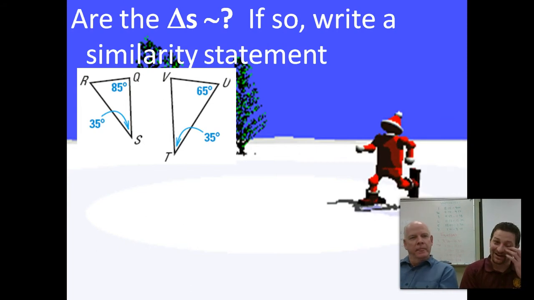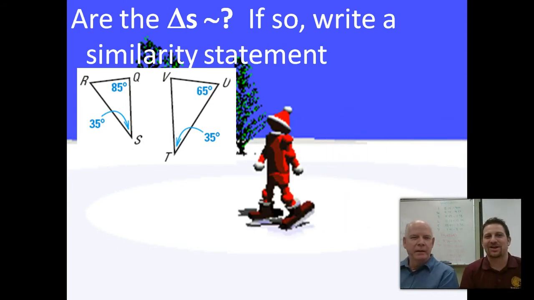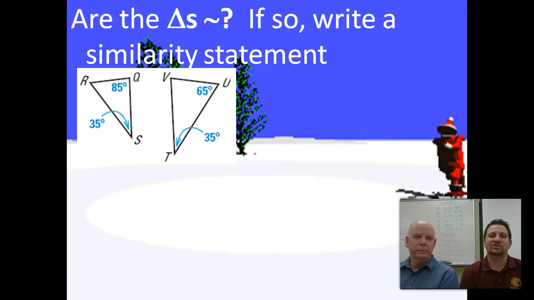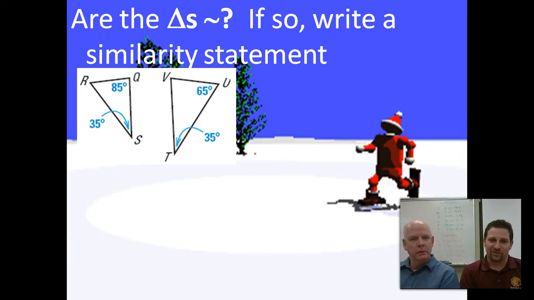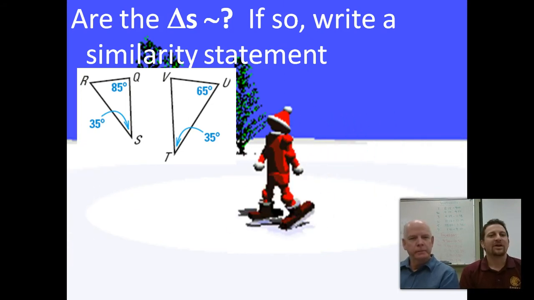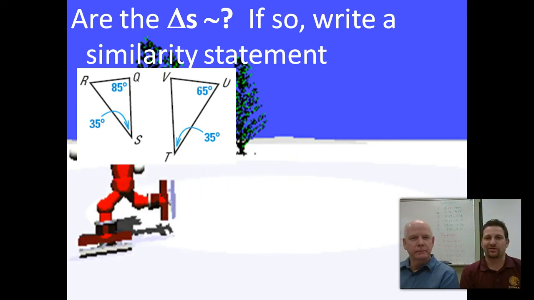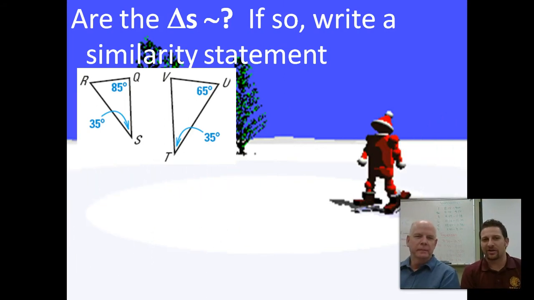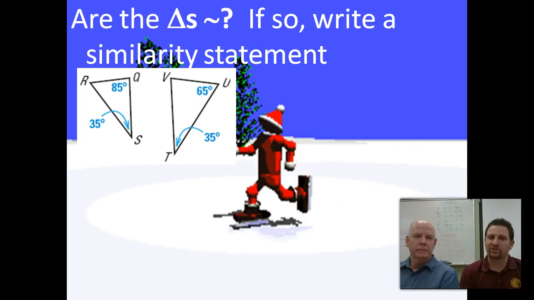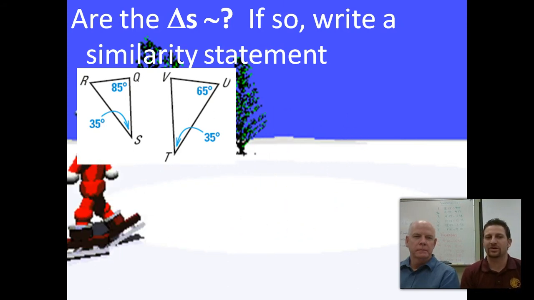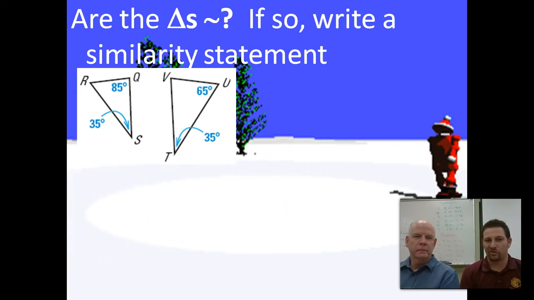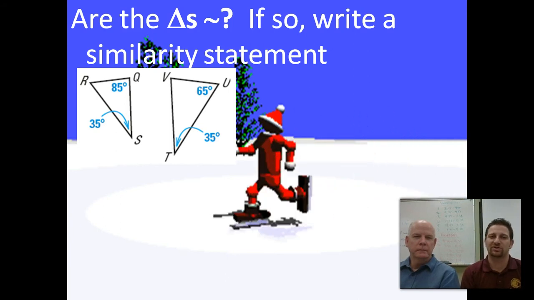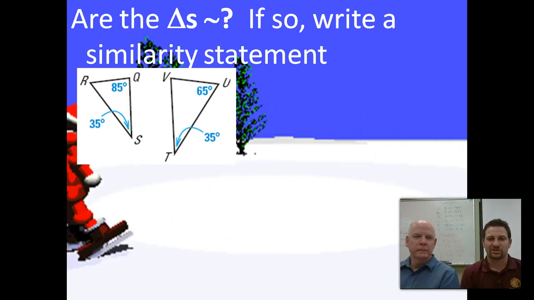All right, so let's look at it again here, and can we decide if these two triangles are similar? If so, write a similarity statement. So let's look at these first here. Well, if S is 35 and T is 35, we're kind of the way there, but 85 and 65 are definitely different. But remember that triangles are bound to 180 degrees. So if we figure out what angle V is and we figure out what angle R is and they match up, then we might be able to say that these triangles are similar. So let's go ahead and do that.